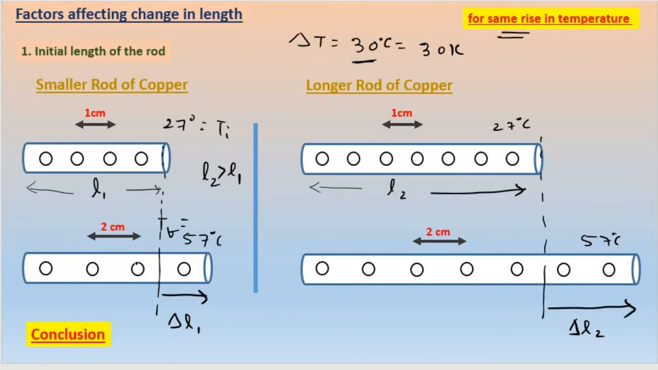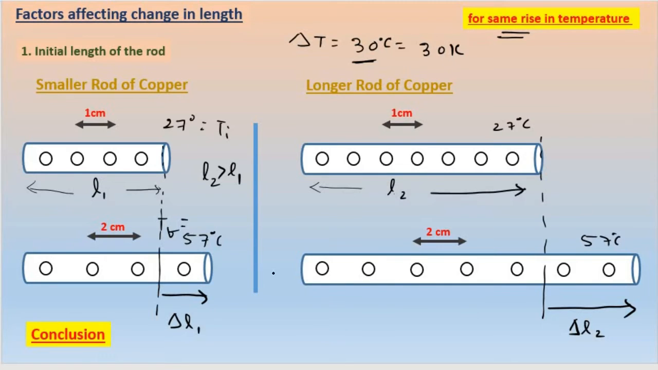Now I have shown a very factual situation over here. Actually the rod increases from both the sides, but I am showing over here that the length of the rod increases from one side for better understanding. So we can see that a smaller rod expands by a smaller amount and longer rods expand by a longer amount, right?